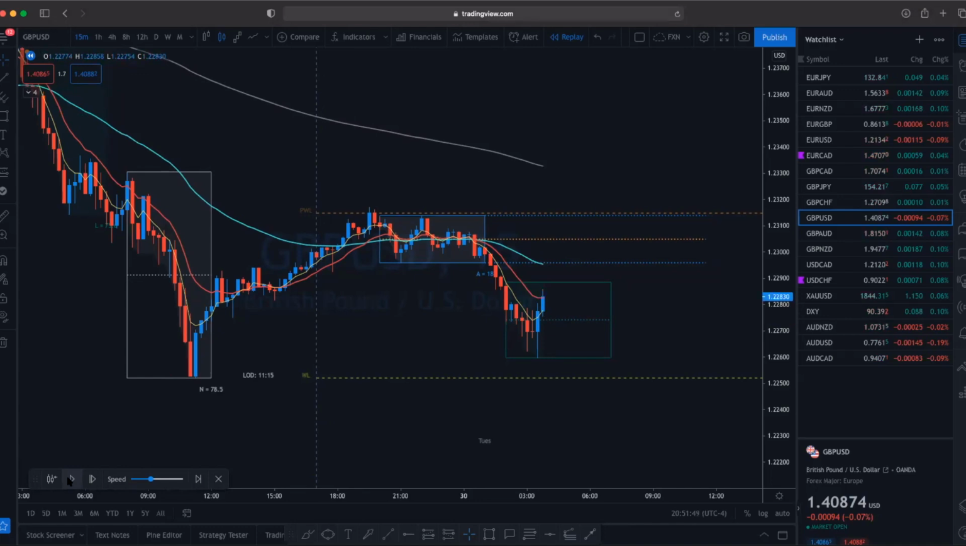So there you go. Here's already probably a good area for maybe a first leg. If you're doing a two-legged pattern here, this definitely looks like it could be a good candidate for a first leg. And just notice the pin bars here again, that area.